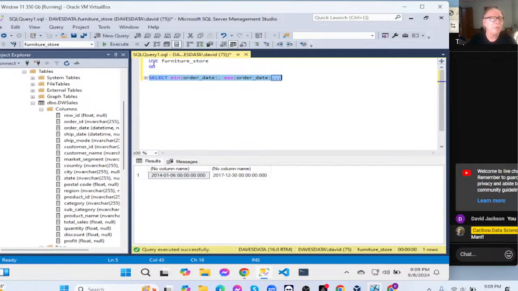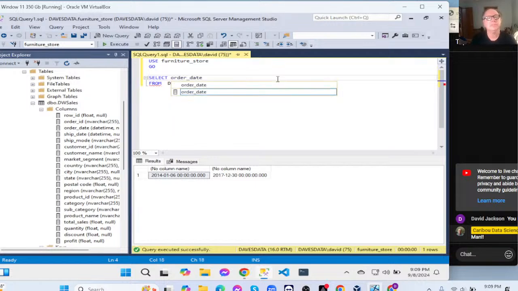The idea is we start out nice and slow, and then as the juices get flowing, the SQL part of our mind starts waking up and working. Then we go into a little more serious stuff, okay? So the first date is January 6, 2024, and the last order date is 12/30/2027, okay?